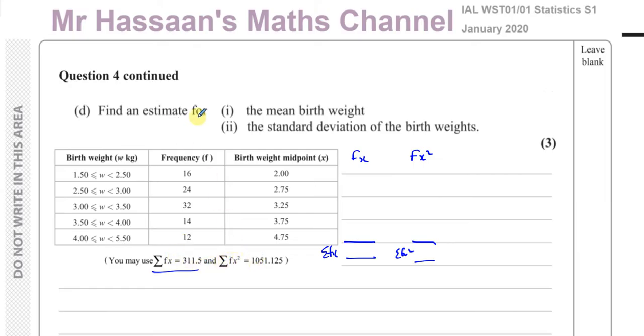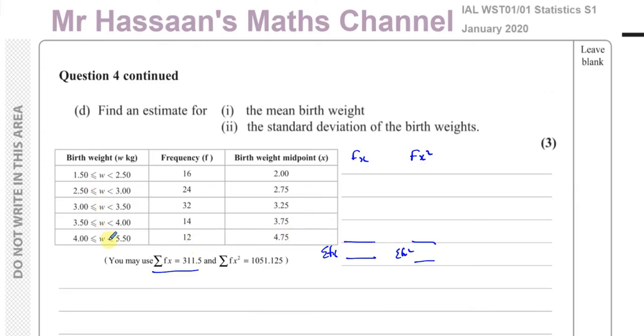Okay, so it's an estimate. Just a little background: the reason it's an estimate is because we don't know the weight of each of these babies. We know there are 16 babies between these weights, but we don't know the actual weights, so we have to estimate. So we take the mid-interval value. That's why it says birth weight midpoint. Take what's halfway between these two interval limits. Between 1.5 and 2.5 is 2, so let's assume those 16 babies have this weight. So 16 times 2 will give you the sum of the weights of those 16 babies, and you do the same for each of these categories.